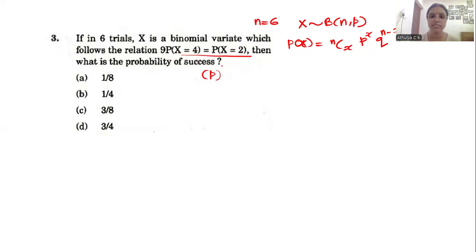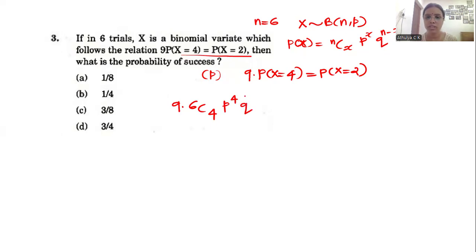Here one condition is given, that is 9 into probability of x is equal to 4, which is equal to probability of x is equal to 2. Using this condition, we need to find out the value of P. We can expand it as 9 into probability of x is equal to 4. When we substitute x is equal to 4 in the probability mass function and n is equal to 6, the PMF form will be 6C4 into p to the power 4 into q to the power n minus 4, 6 minus 4 is 2, which is equal to p of x is equal to 2.